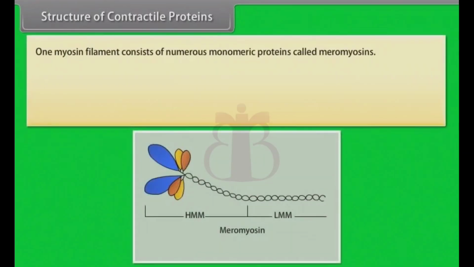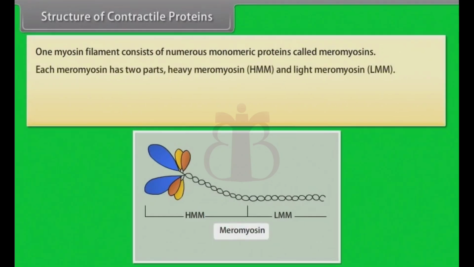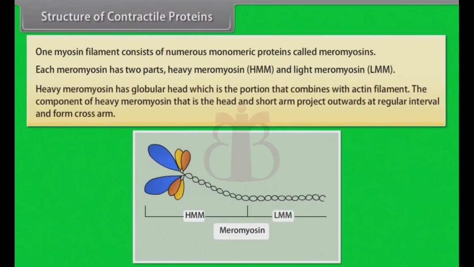One myosin filament consists of numerous monomeric proteins called meromyosins. Each meromyosin has two parts, heavy meromyosin, HMM, and light meromyosin, LMM. Heavy meromyosin has a globular head, which is the portion that combines with the actin filament. The components of heavy meromyosin, that is the head and short arm, project outwards at regular intervals and form the mechanism of muscle contraction.